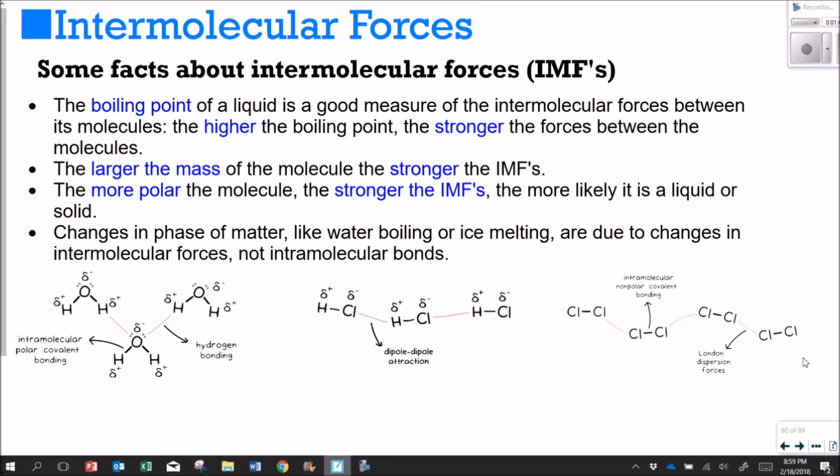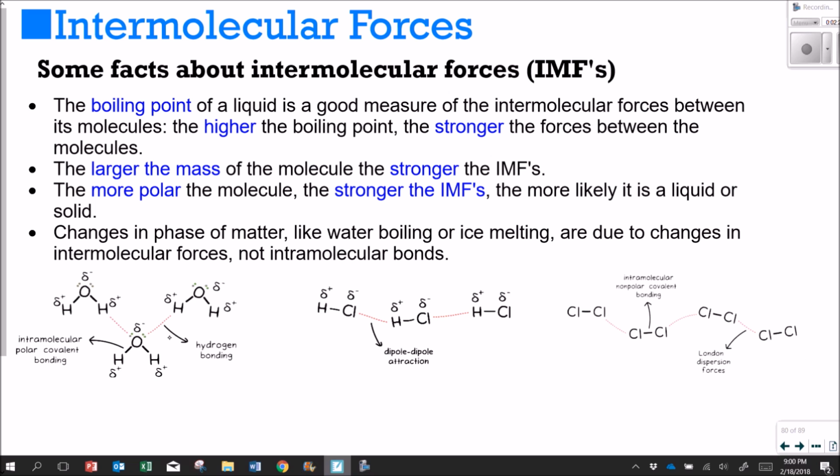A few facts about intermolecular forces. The boiling point of a liquid is a good measure of the intermolecular forces between molecules. The higher the boiling point, the stronger the forces between molecules. The larger the mass of a molecule, the stronger the IMFs. The more polar the molecule, the stronger the IMFs also, and the more likely it is a liquid or solid at room temperature. Changes in phase of matter, like water boiling or ice melting, are due to changes in intermolecular forces, not intramolecular bonds. The three pictures show our three intermolecular forces.